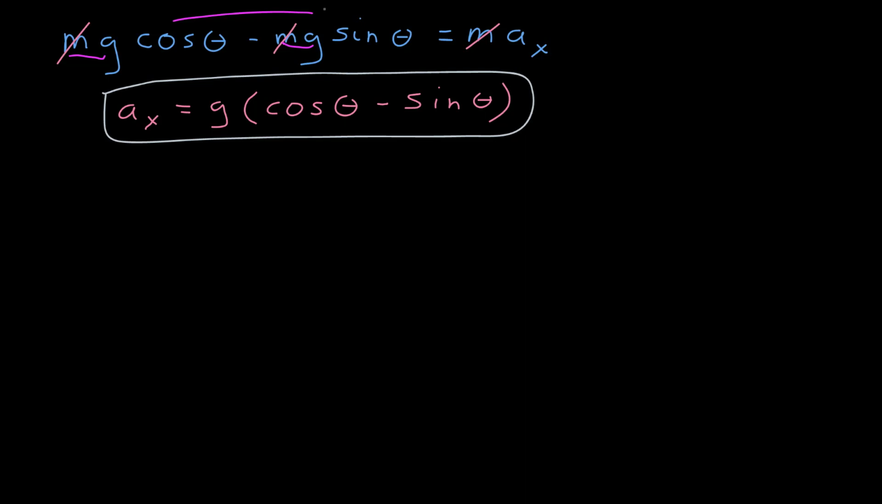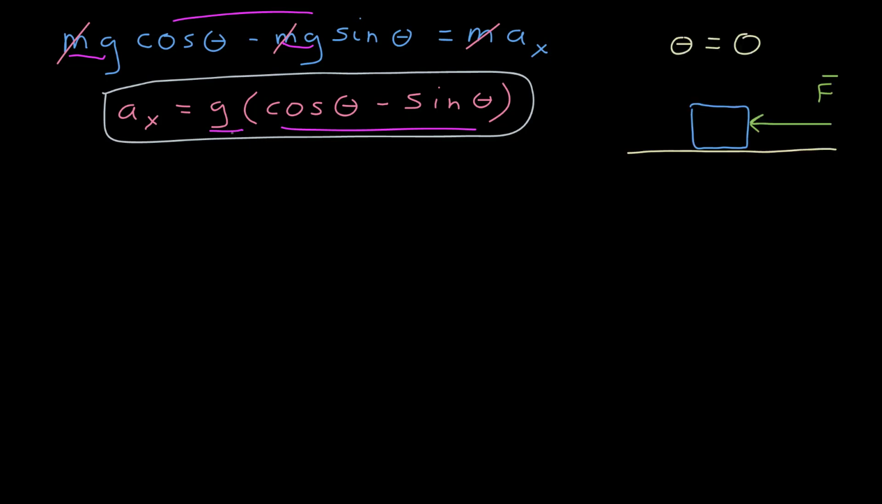So the first step is, does this make sense? Well, it certainly has the right units. These are dimensionless, and this has units of acceleration. When I have angles like this, I always check the limiting cases. Well, at theta is equal to 0, it looks like this. I'm just pushing it across a frictionless surface. What is the acceleration in this case?